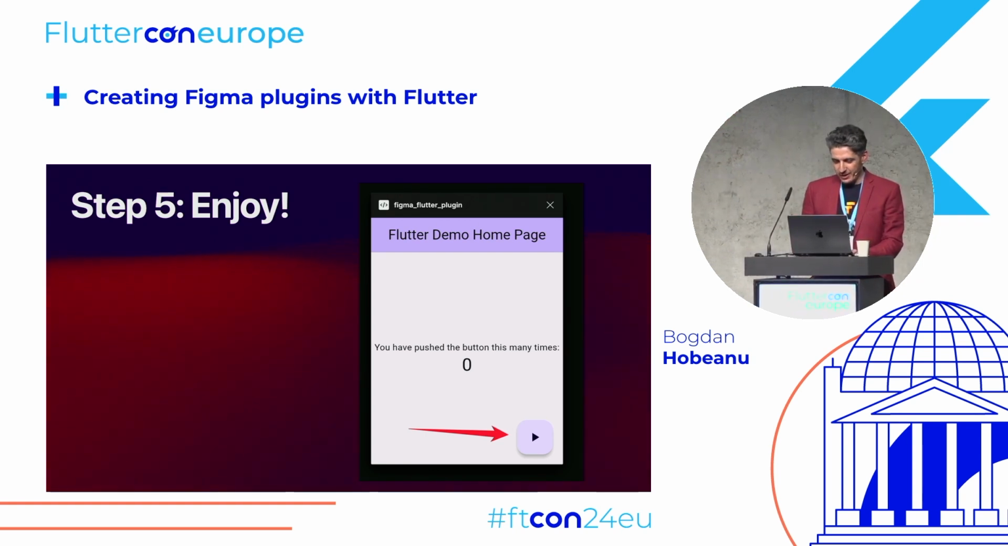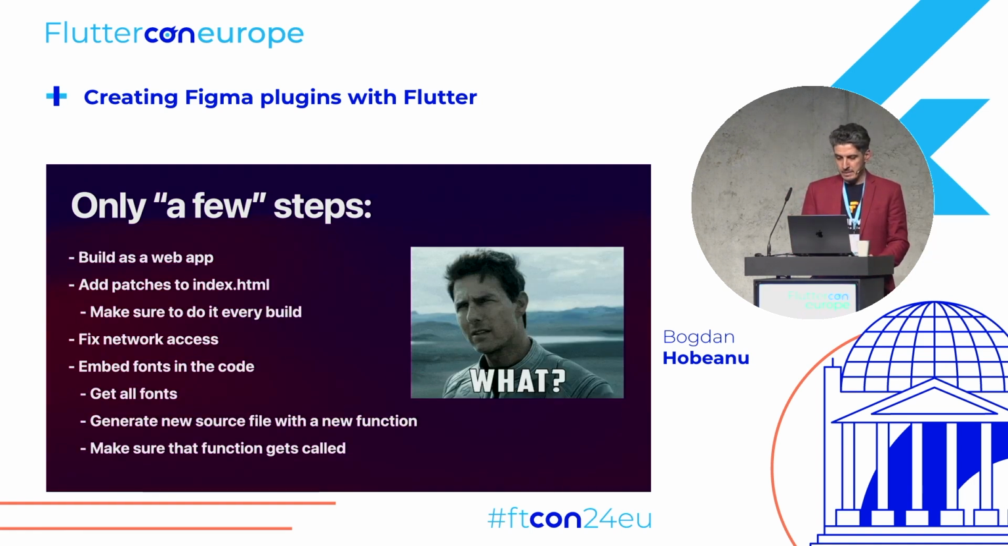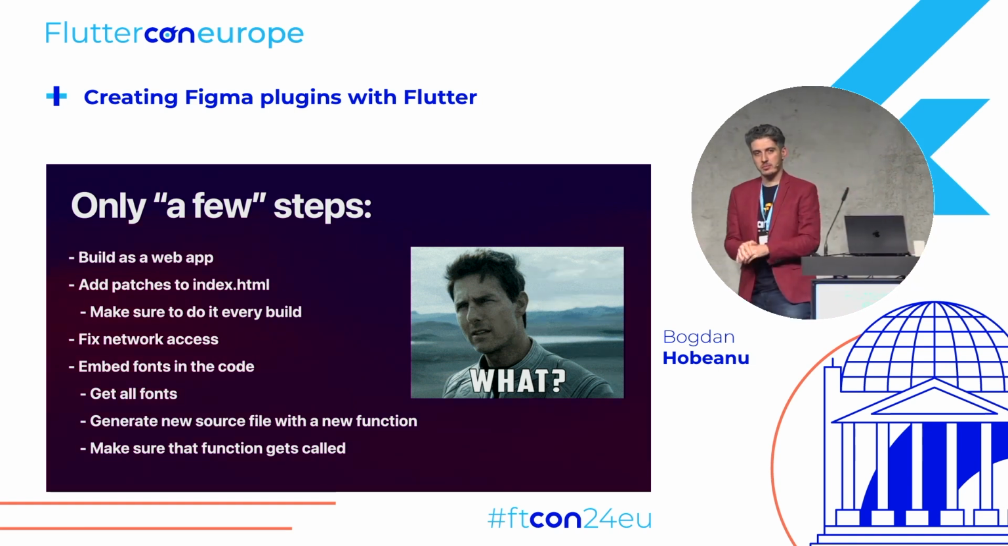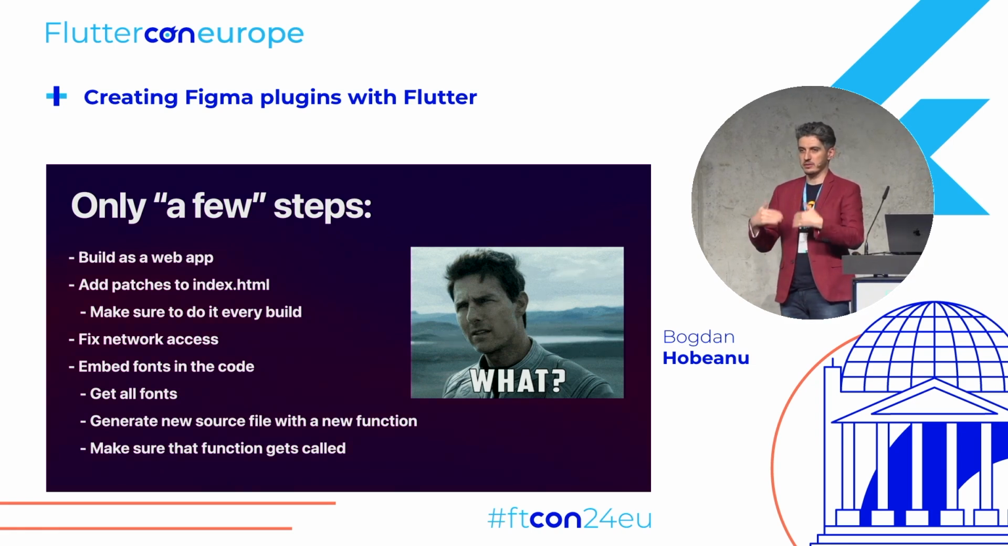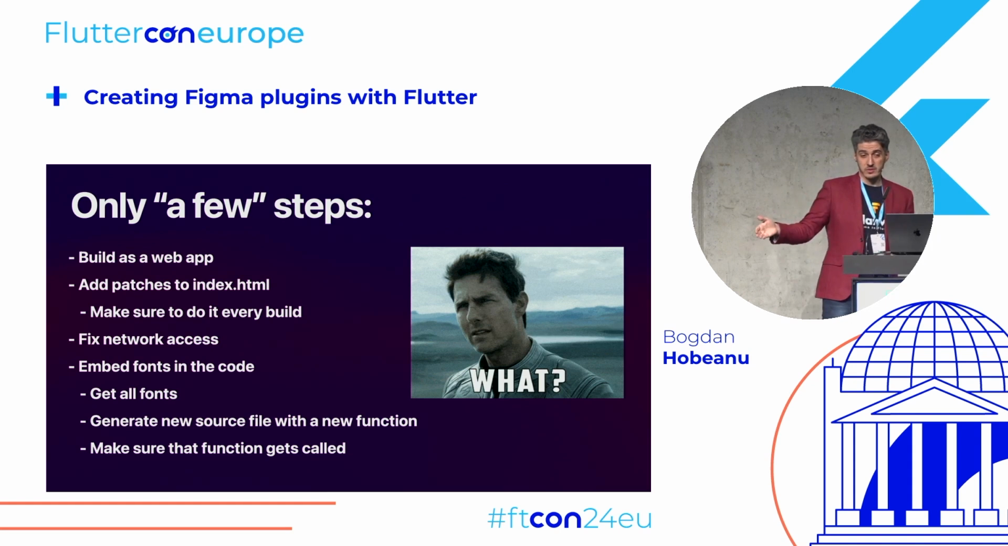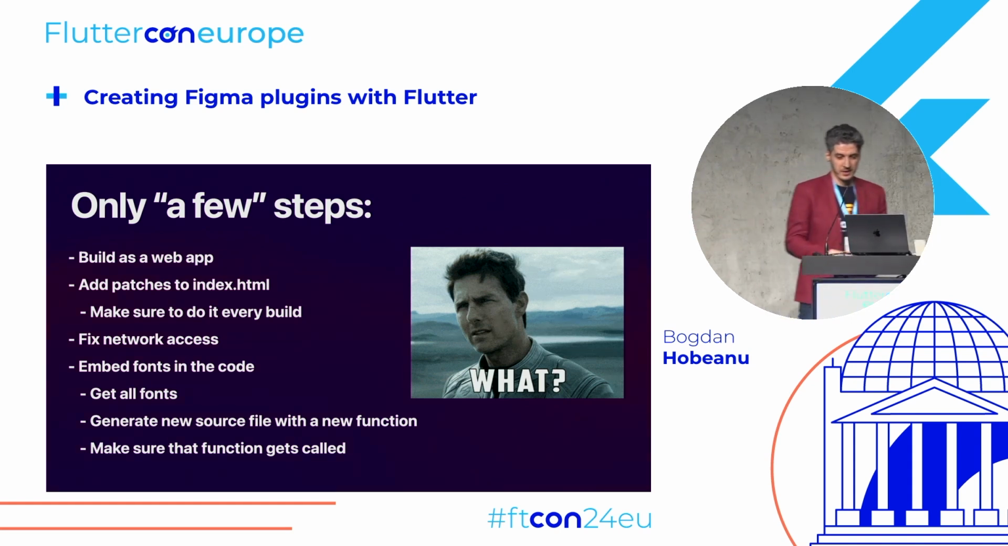So now, as you've seen, there are only a few steps. We need to build a web app. We need to add patches to index HTML. We need to fix network access, and we need to embed fonts in the code. And I don't know about you, but this doesn't seem like work that I want to do every time I want to build a Flutter web app as a plugin. I mean, if I would have to do this, I would probably leave the industry and go do something else.